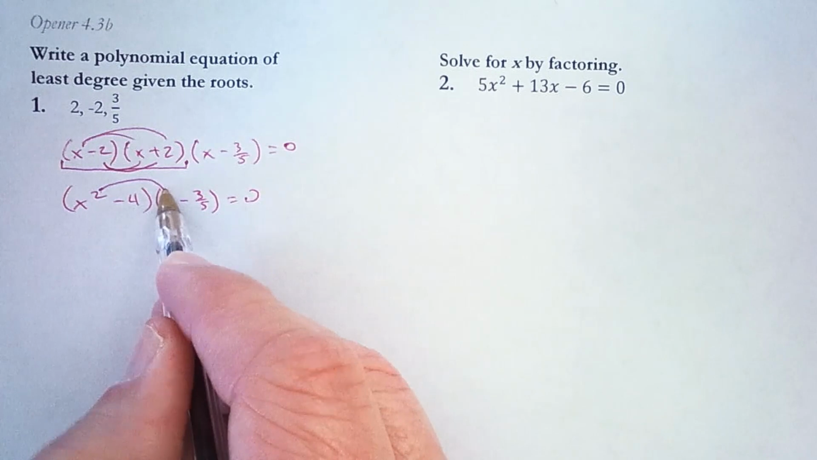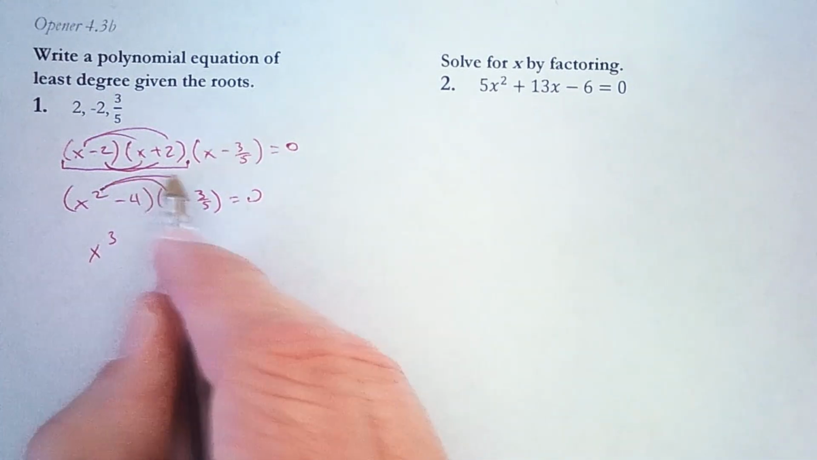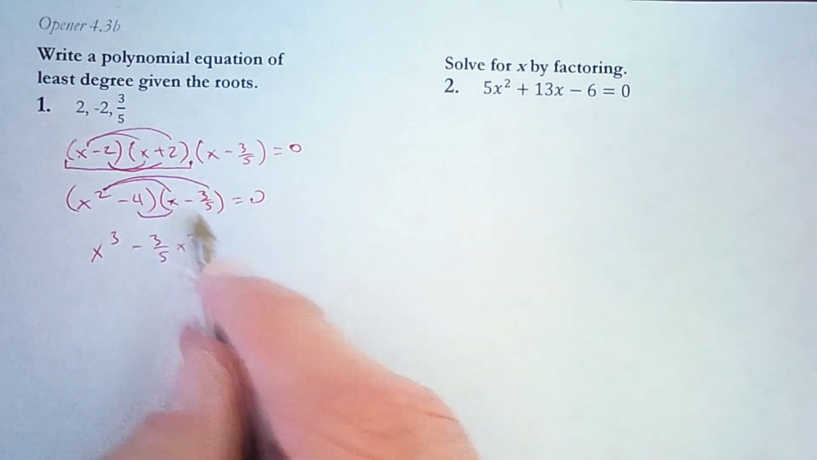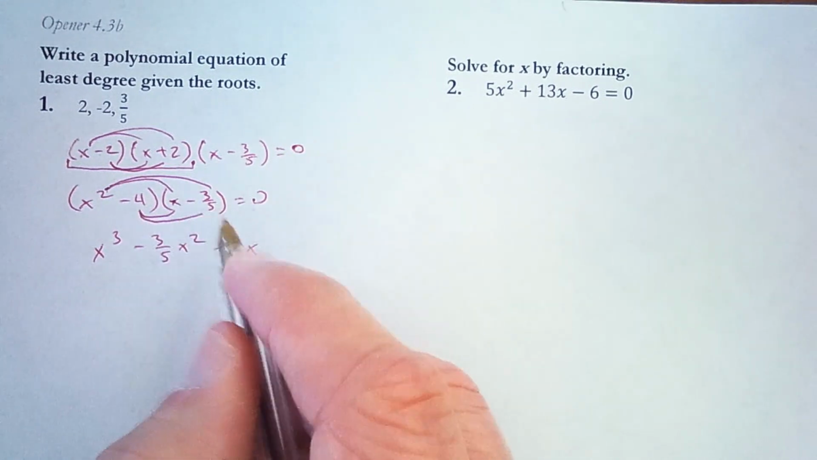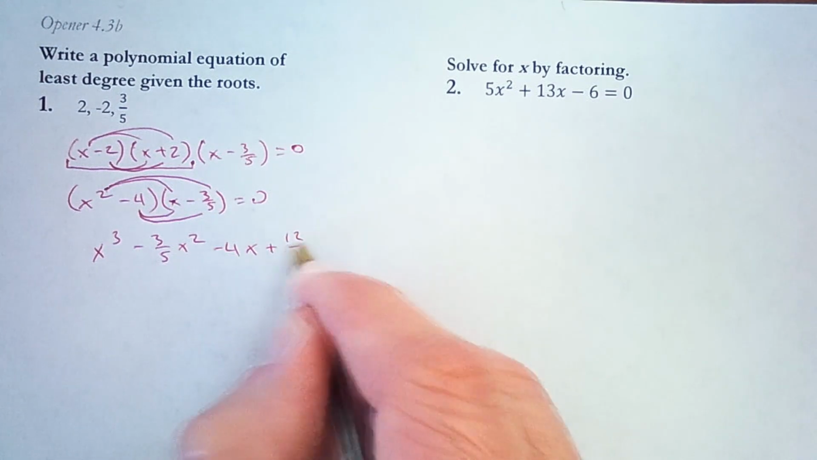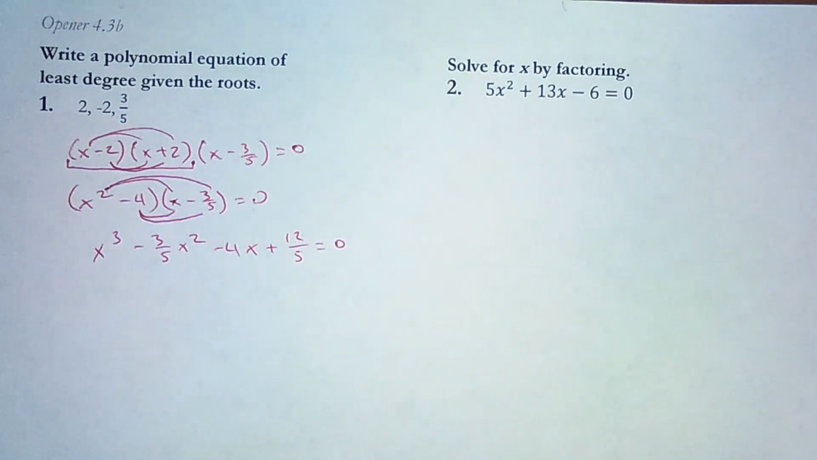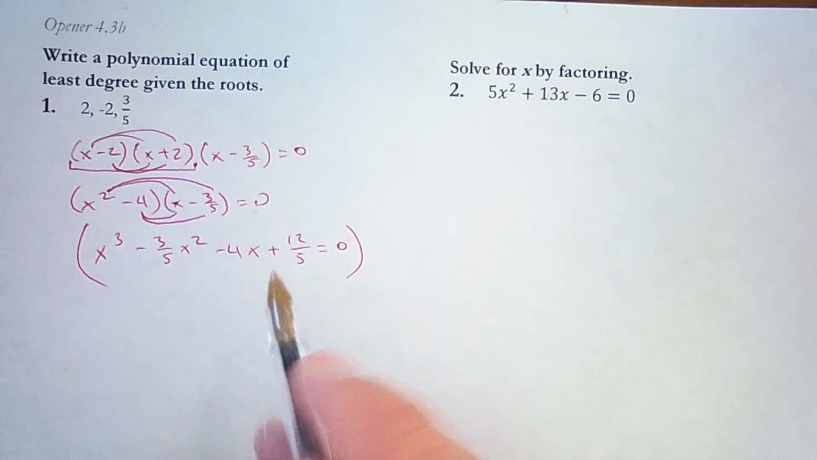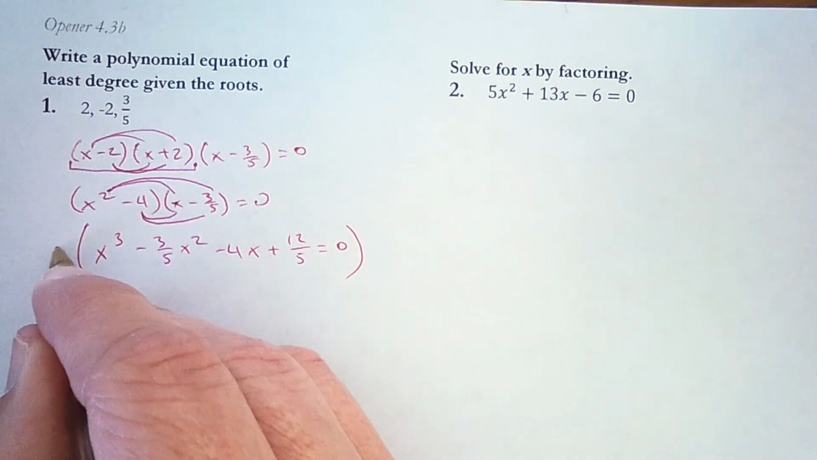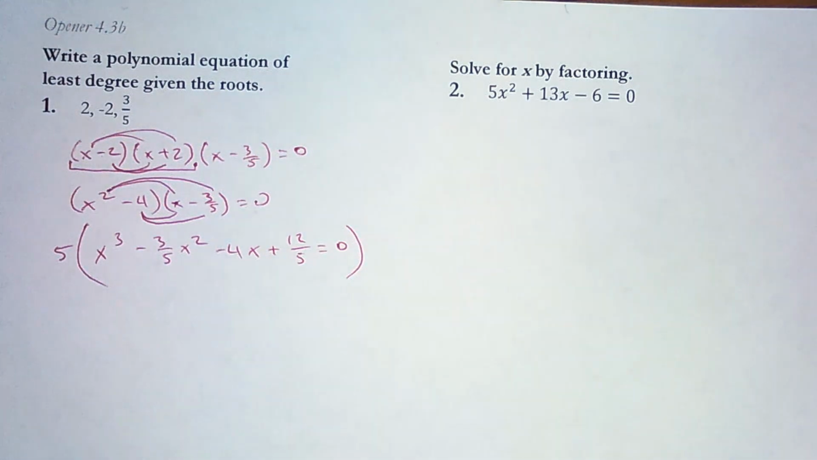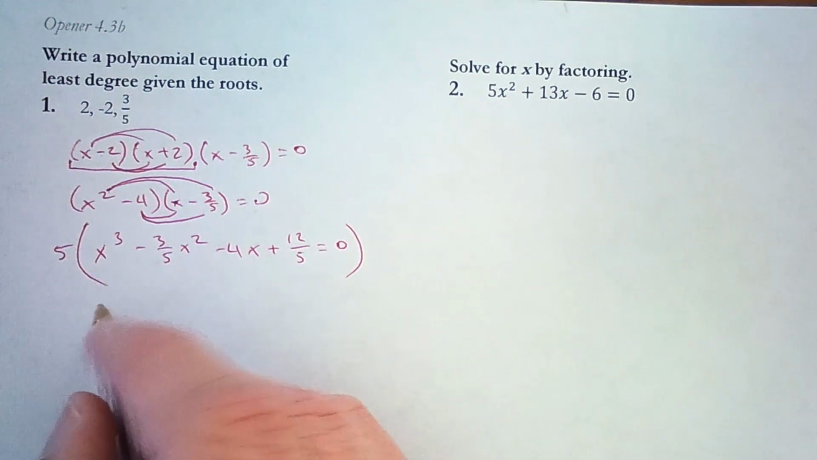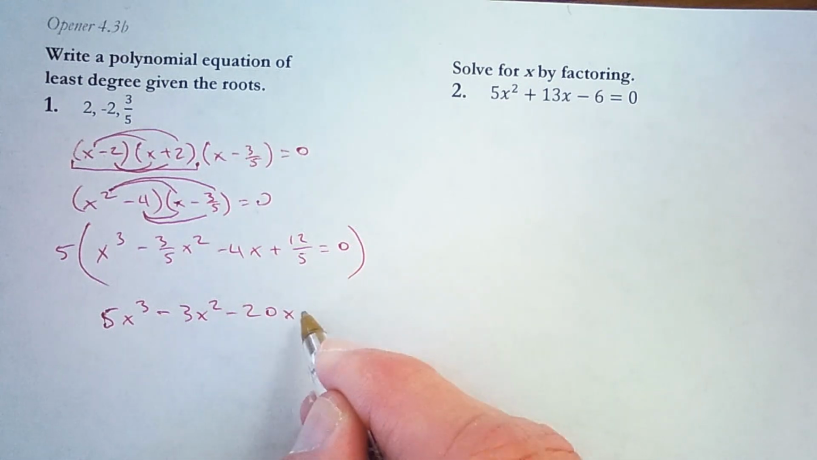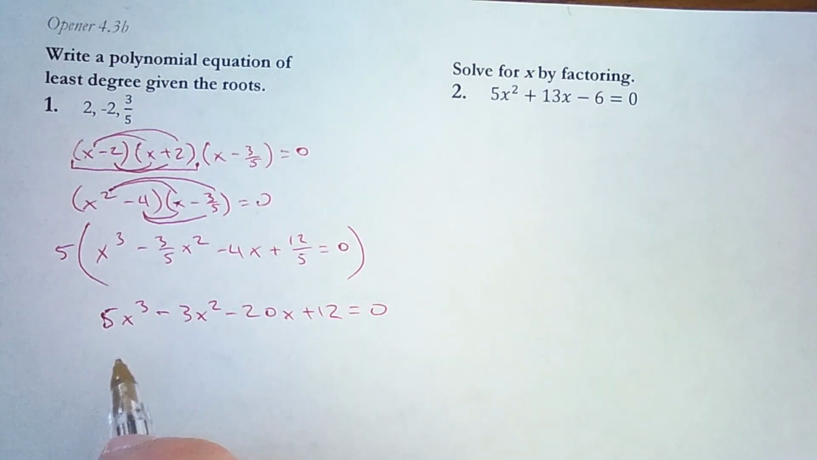So now let's distribute again. X squared times x, that's x cubed. Then negative 3/5 x squared. Then negative 4x. And positive 12/5. Okay, now let's do one more step. We're going to multiply both sides of this entire equation by 5 to cancel out the denominator so we don't have any more fractions. So now when I distribute the 5, I get 5x cubed minus 3x squared minus 20x plus 12 equals 0.